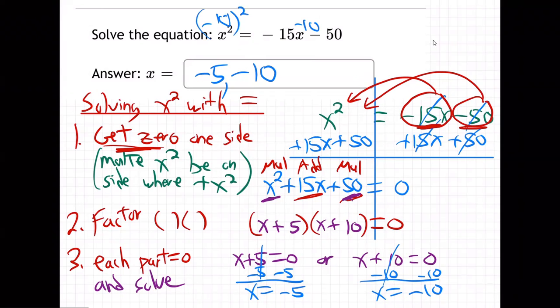Here, let me prove it with -10. -10 squared is 100. 10 times 10 is 100, and two negatives make a positive. Other side, -15 times -10, that's plus 150. Minus 50, that's 100. 100 equals 100. See, it's true. Those are the two values that make the equation true. That's what we just found. So there are our two answers, and there we go.